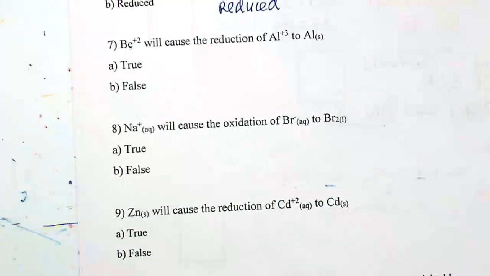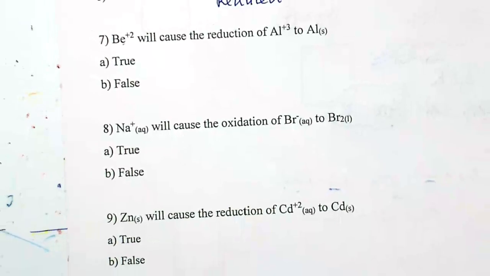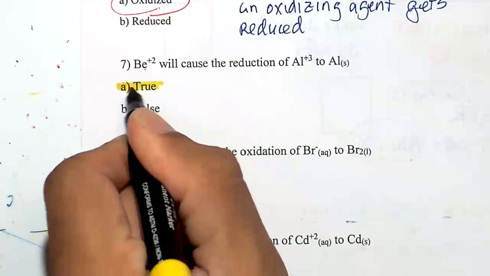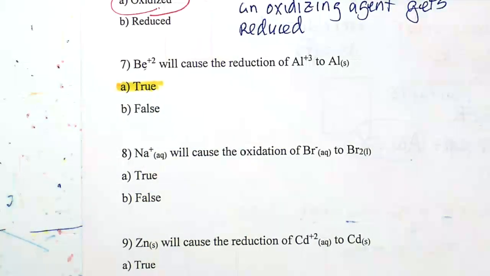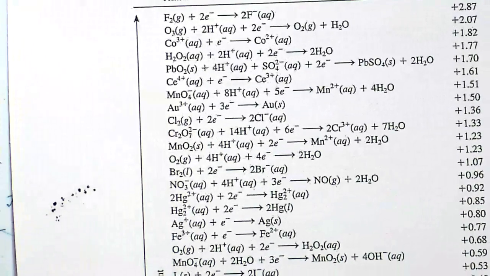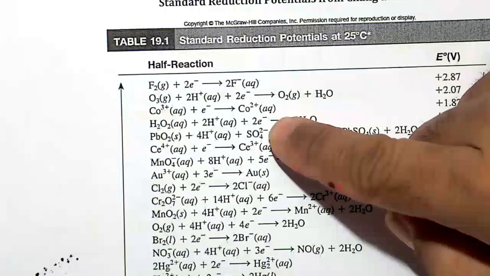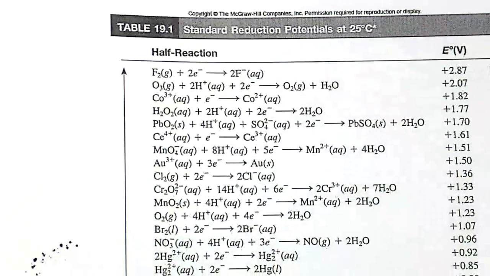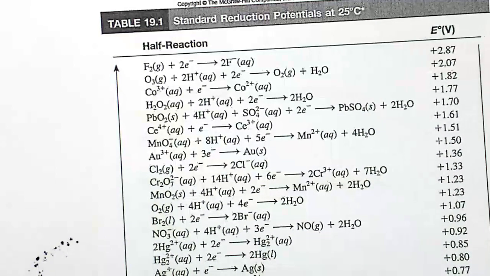So the more positive the voltage gets, the more it's getting reduced. You want an E cell to be positive. That's where the reaction will happen. If it's becoming more positive, it's actually getting more reduced. You're right. Yes. As it's getting more and more positive, you're seeing the reduction is happening better and better. Here, more positive means it's good at being an oxidizing agent.